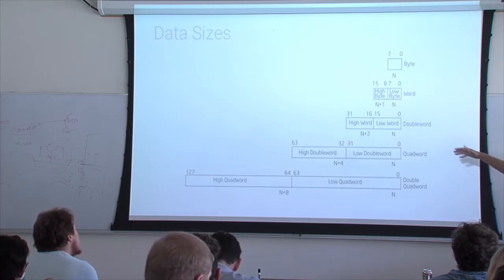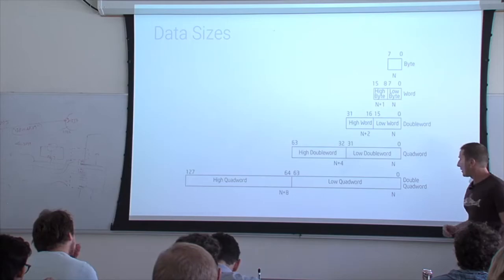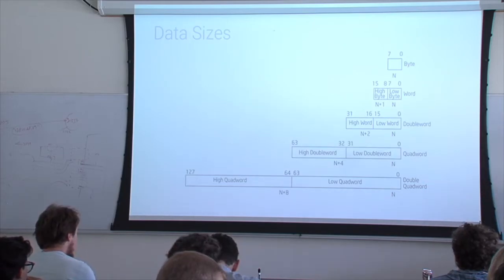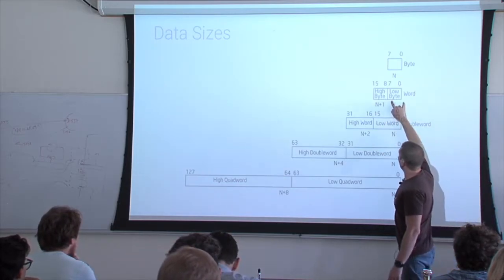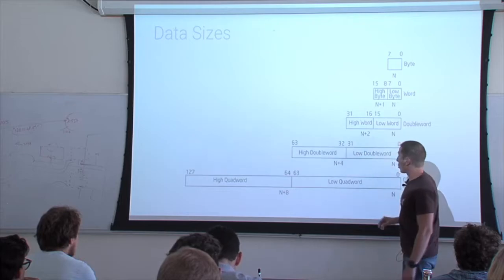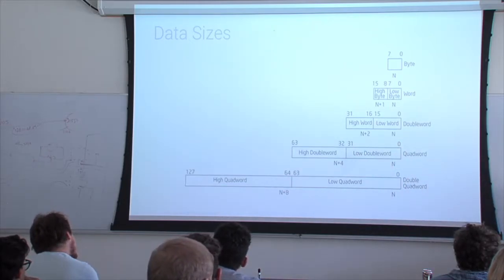These are your sizes: byte, word, double word, quad word, and double quad word, directly from the Intel manual for your memorization. Also, remember that there is the low byte and high byte, low word and high word to reference the different parts of a single element.